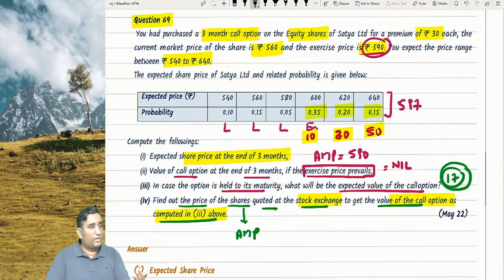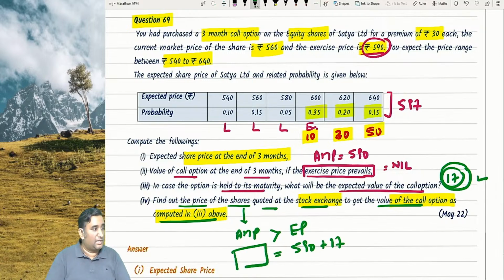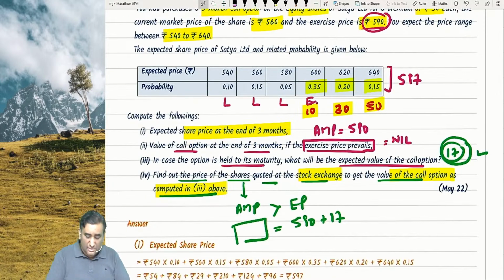17 rupees value of call option would come when your actual market price is greater than the exercise price by how much? 17 rupees. If this is 590, plus 17 should be the actual market price. Basically what he's trying to tell you in English is to find such a price so that at that price the value of the option should be what? 17, and the value of the option becomes 17 when you have 17 rupees more than the exercise price. If exercise price is 590 plus 17, fine.